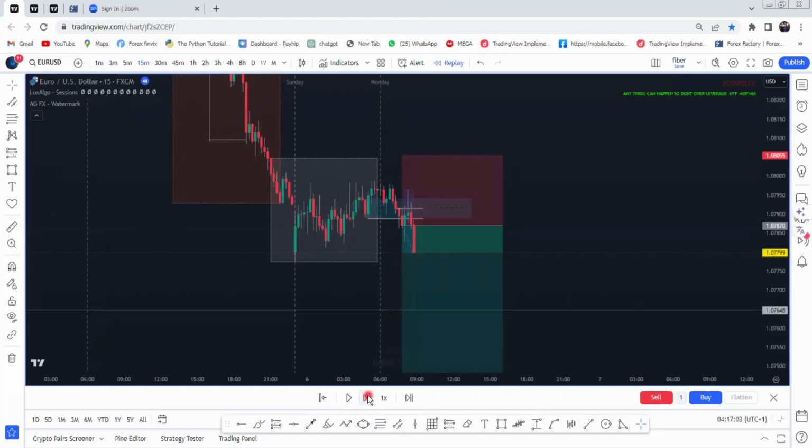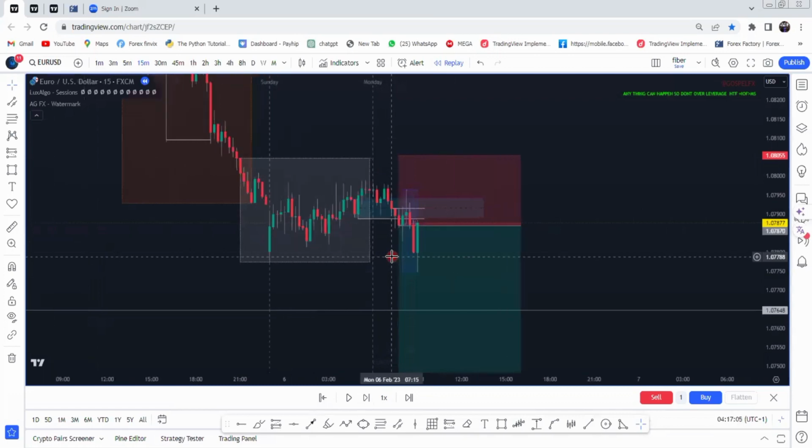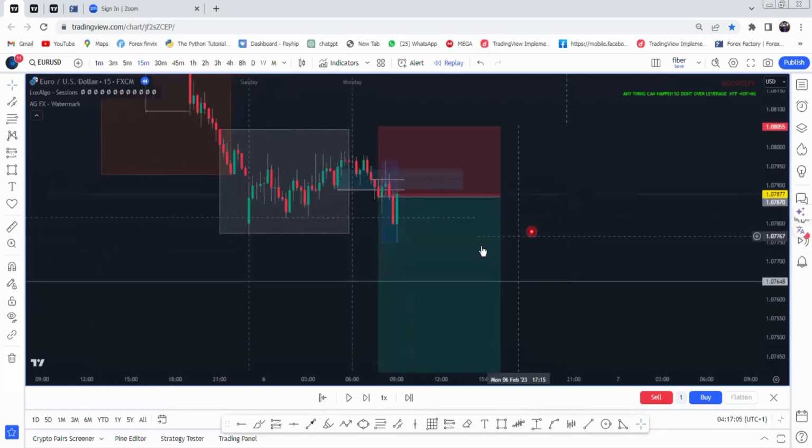So price is trying to close lower. Let's see what happens.